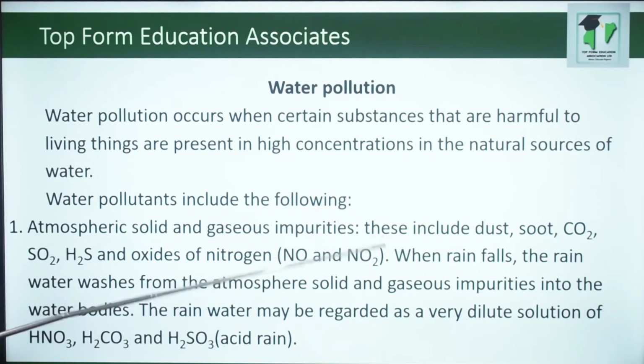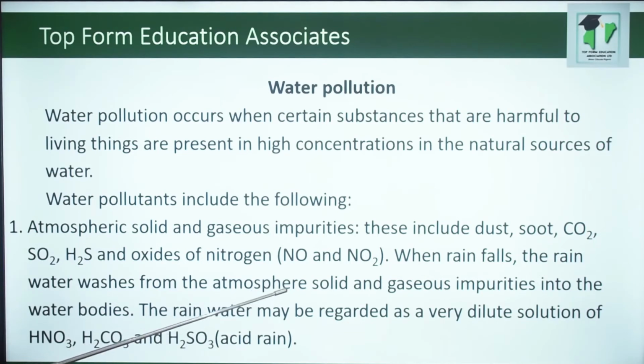When rain falls, the rainwater washes from the atmosphere solid and gaseous impurities into the water bodies. The rainwater may be regarded as a very dilute solution of trioxonitrate 5, trioxocarbonate 4, and trioxosulfate 4 acid, or what we refer to as acid rain. Most of us have heard of acid rain before. That means that almost all rain that falls is acid rain.